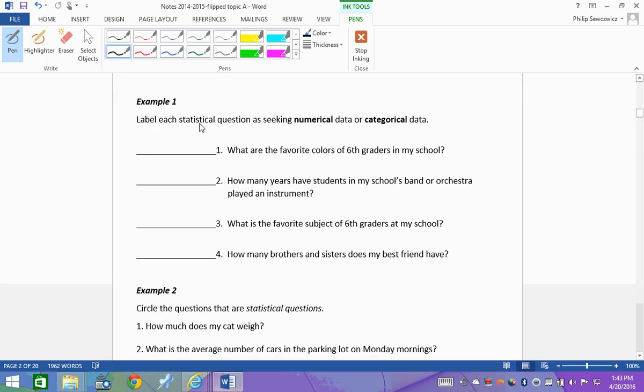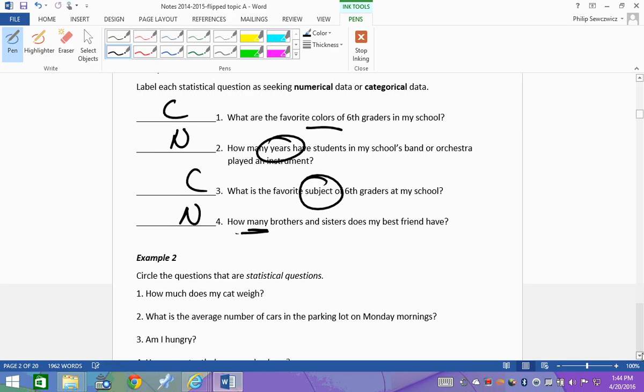Okay, so label each statistical question as a numerical or a categorical one. What are the favorite colors? We're talking about colors, so that would make it a categorical one. How many years? Years, that's going to be a number. So that'll be numerical. Favorite subject? The subject, that is a category, you're getting it. And how many brothers and sisters do you have? How many? Brothers and sisters is a category, but we want to know how many. That is a number, so that is numerical there.